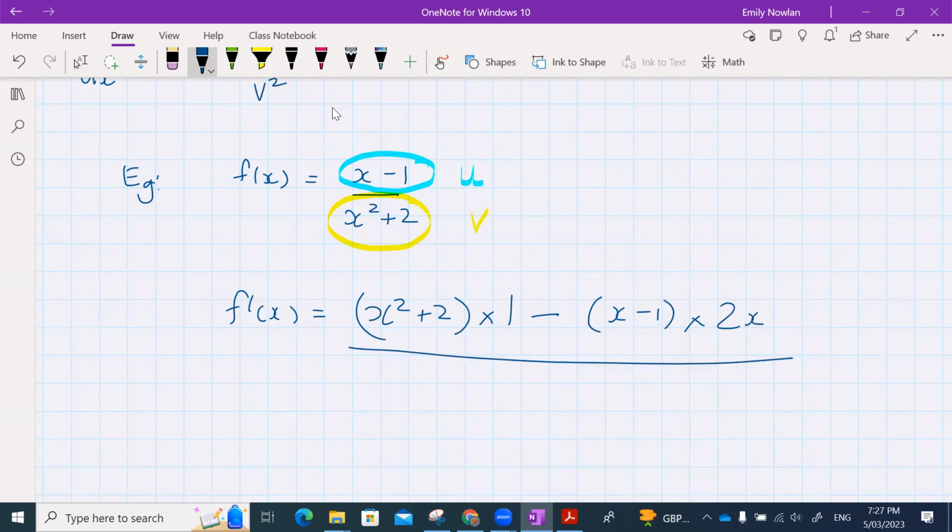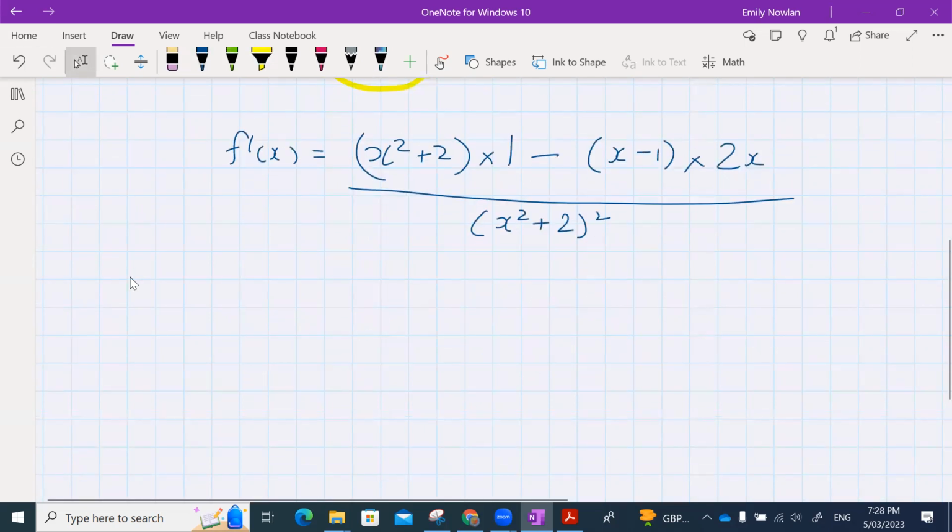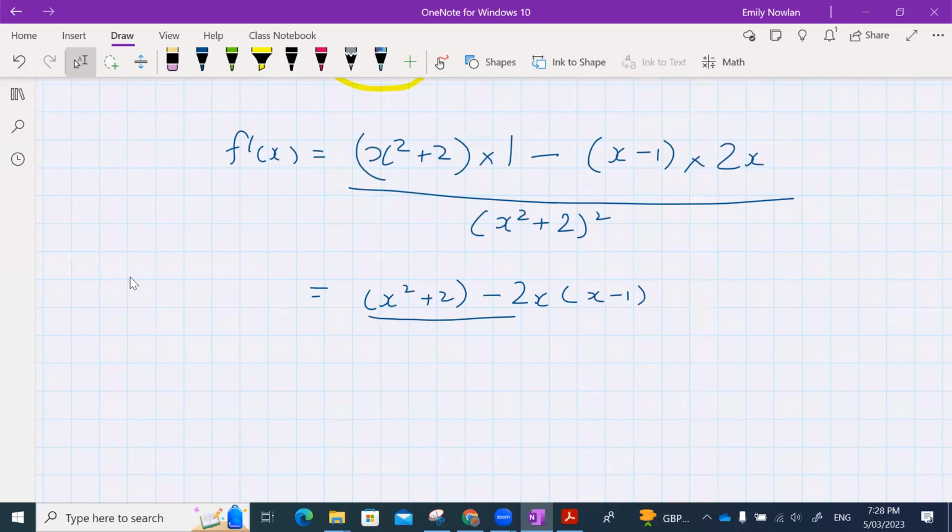Now, all over the v, or the bottom function, squared. Now we just need to make that look a bit prettier. So let's clean it up a little. Well, 1 outside of something doesn't change it, so it's just x squared plus 2. Now, I'm going to put the minus 2x in the front here. It's all over the bottom function squared.